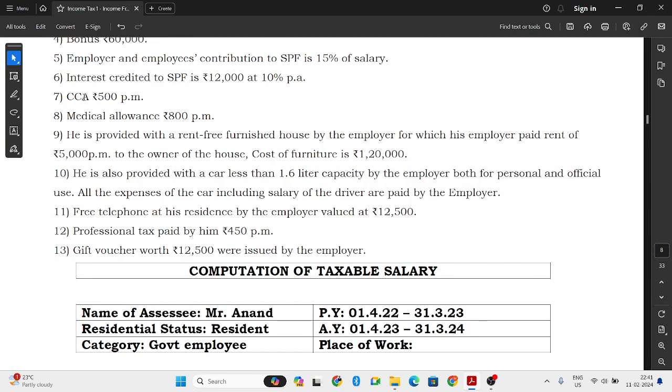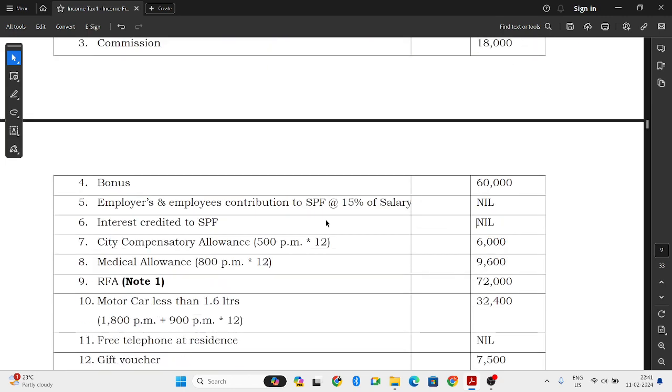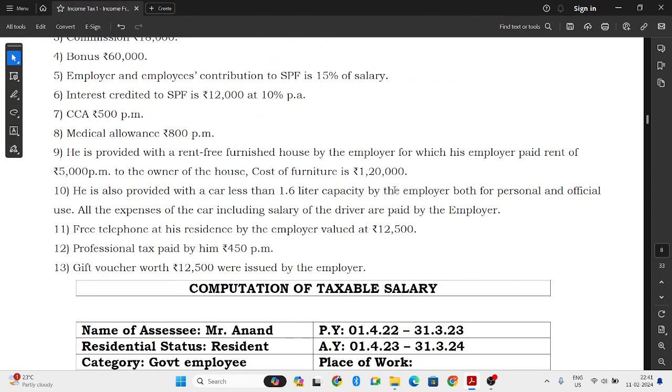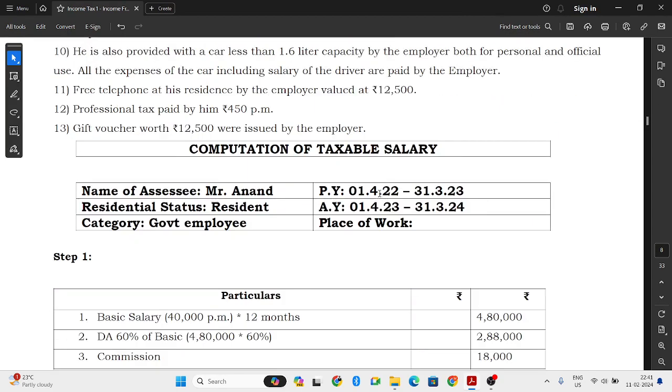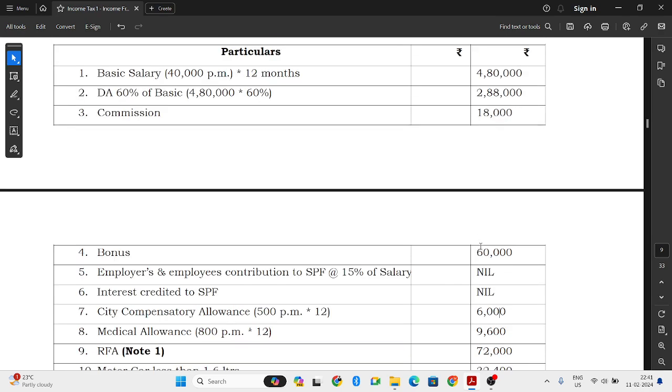Next, city compensatory allowance, it is 500 per month. So 500 per month into 12 months will be 6,000 rupees. Next, medical allowance. 800 per month was given. You need to do it for 12 months. So 800 per month into 12 will be 9,600 rupees. That is the medical allowance.